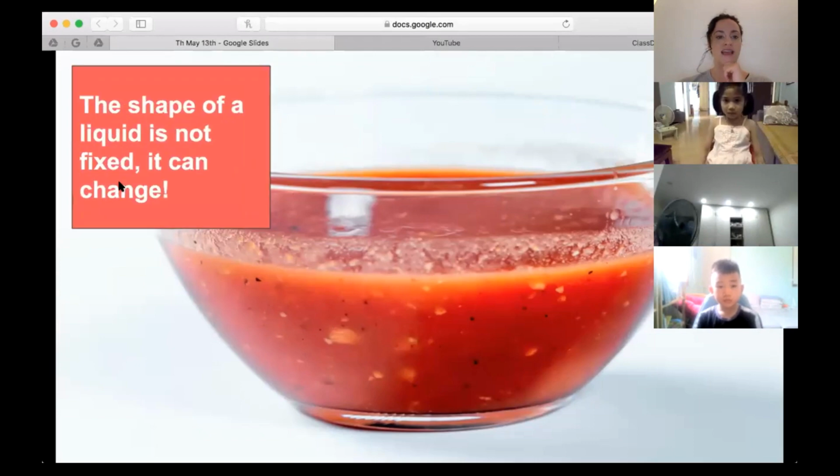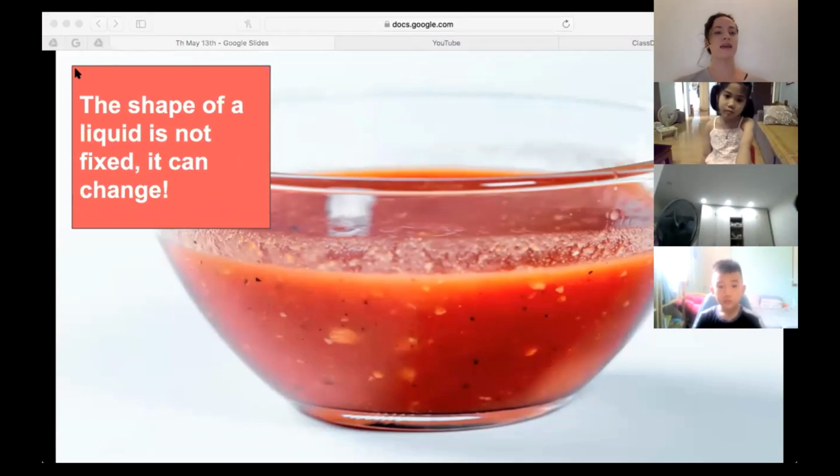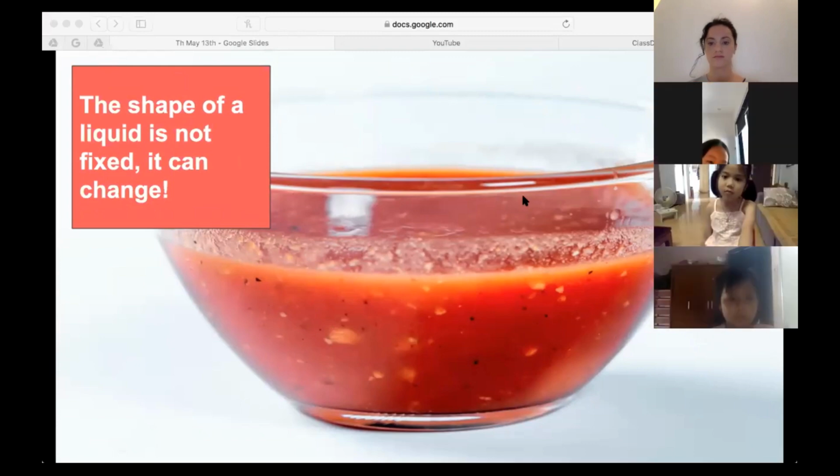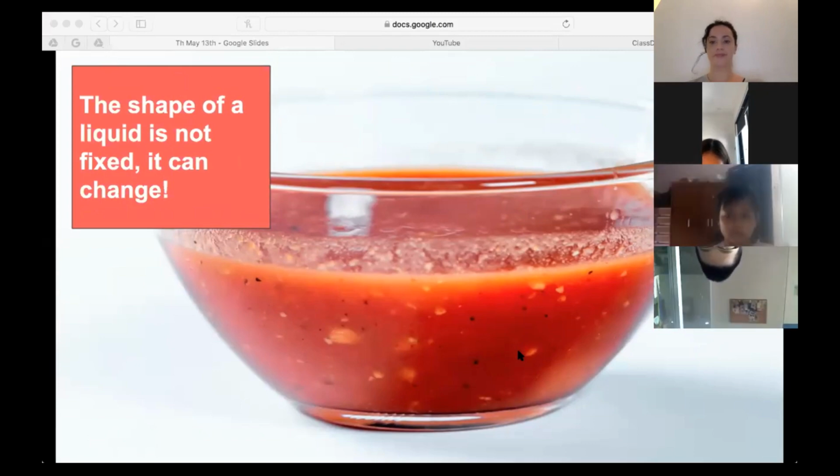Oh, and we've already said this. The shape of a liquid is not fixed. It can change. Everyone read that. 1, 2, 3. The shape of a liquid is not fixed. It can change. Very good.